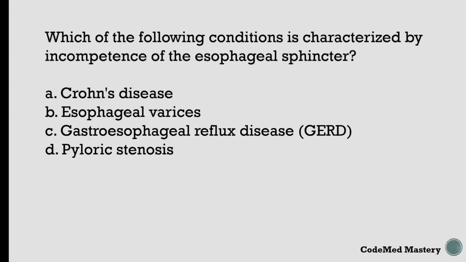Next question. Which of the following conditions is characterized by incompetence of the esophageal sphincter? Option A, Crohn's disease. Option B, esophageal varices. Option C, gastroesophageal reflux disease, GERD. Option D, pyloric stenosis. So the right answer here is option C, gastroesophageal reflux disease.